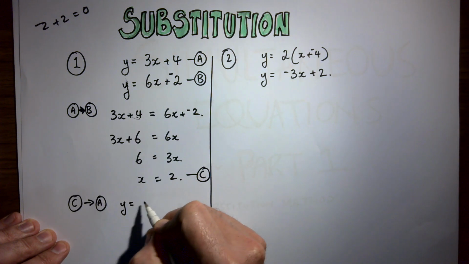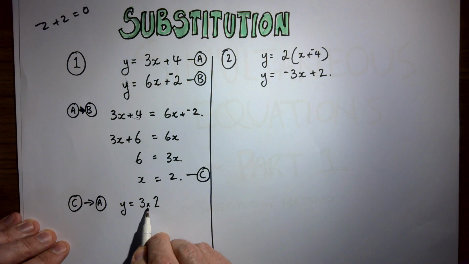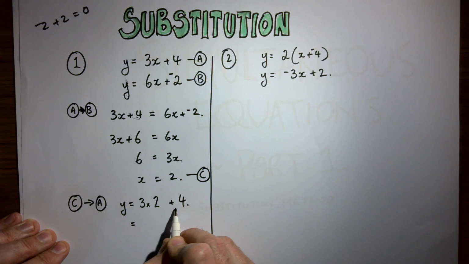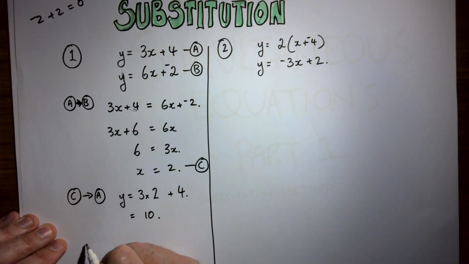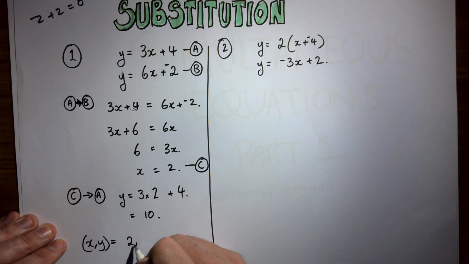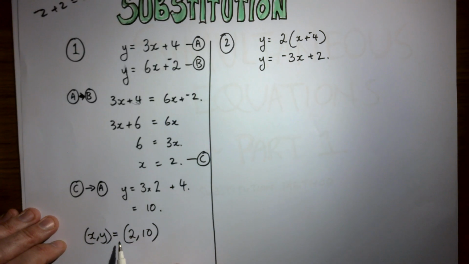So y equals 3 times 2, just to make that different to an x, wrote it fairly small, plus 4, so that's 6 plus 4 is 10. Okay, so my xy coordinates equals 2, 10. Okay, state it at the bottom there.